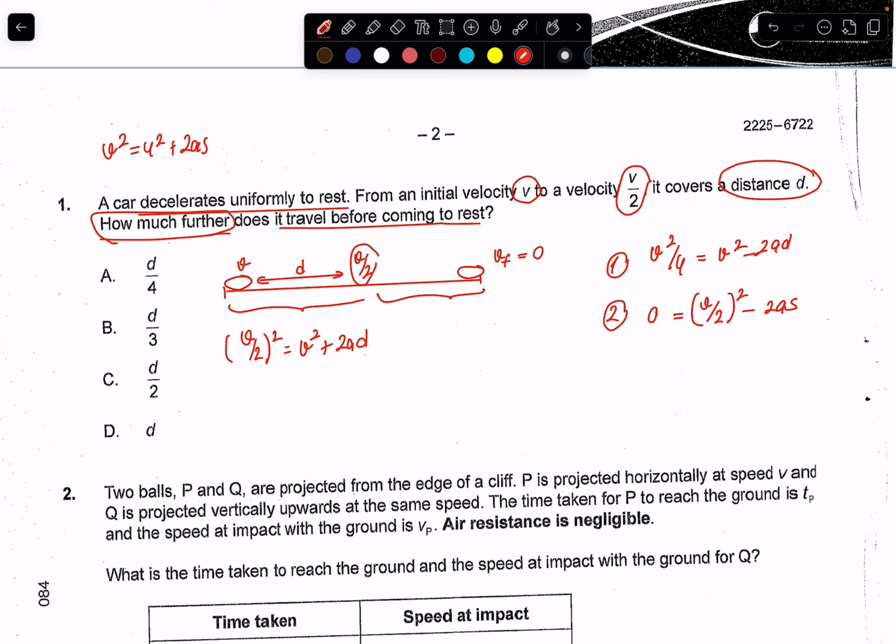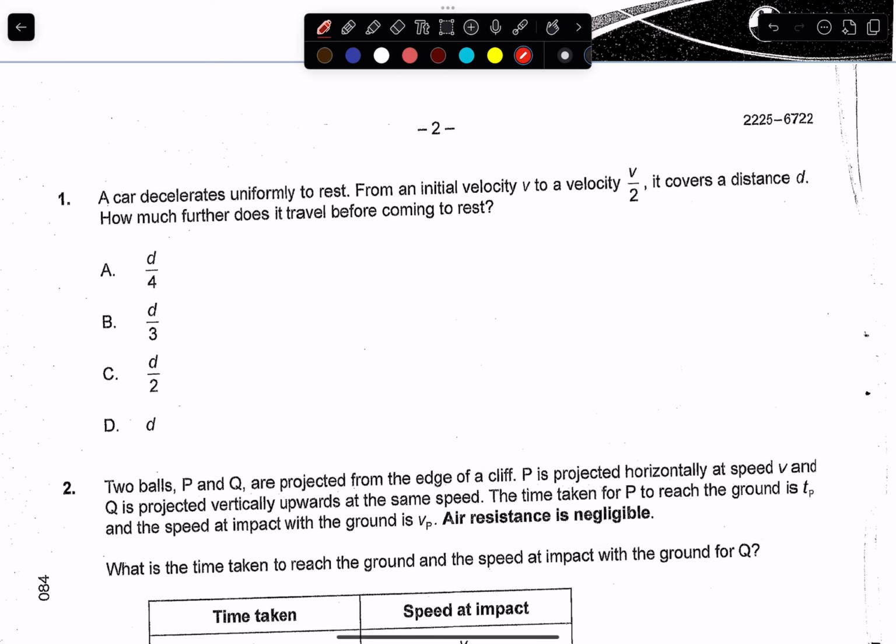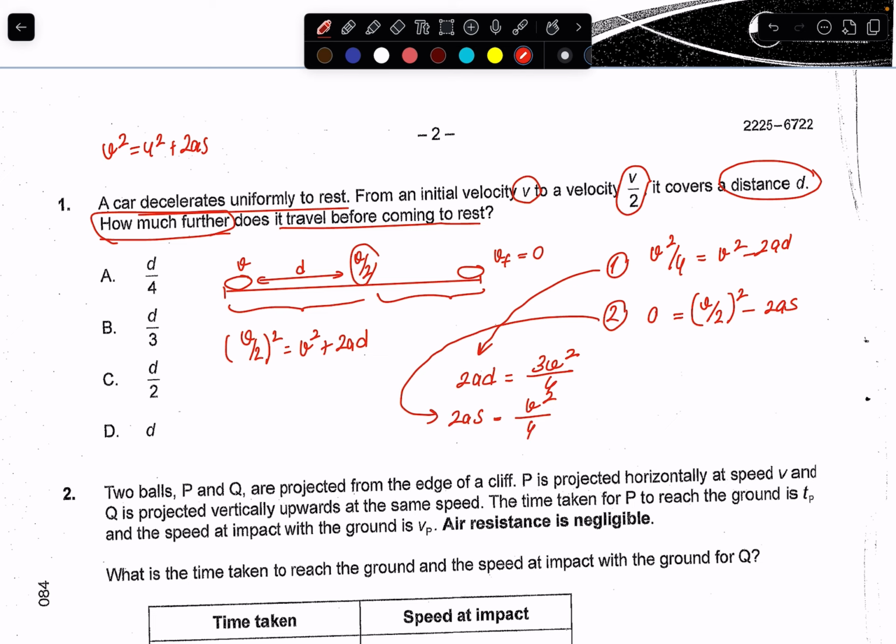So 2ad equals 3v squared over 4, which is what we derive from this formula. And then from this formula, we'll say 2as is going to equal v squared over 4. Since 2a is something that we both have here, we can just cross them out. If d is 3 over 4 and s is 1 over 4, of course, s is going to be d over 3.